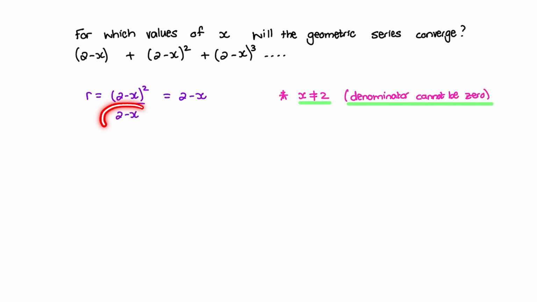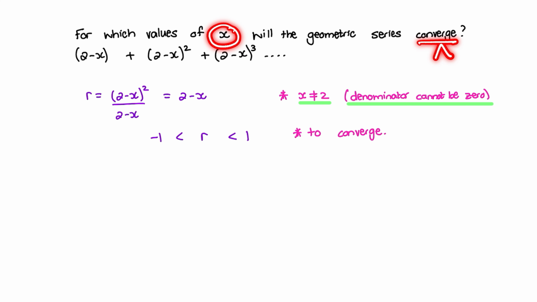What I want you to notice is that x in our denominator cannot be equal to 2. Because if x was 2, the denominator would become 0, and then that ratio would be undefined. The question said, for which values of x will the series converge? Now, with convergence, we know that the ratio needs to be bigger than -1 and smaller than 1. And we have the ratio as 2 minus x.